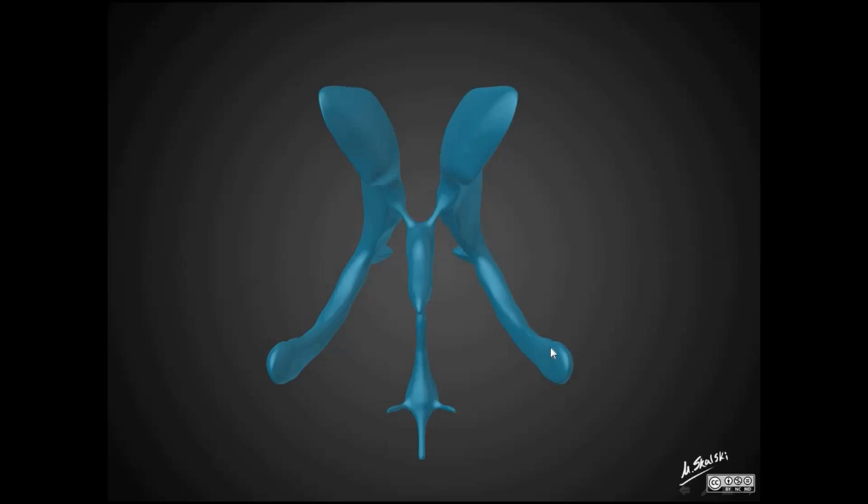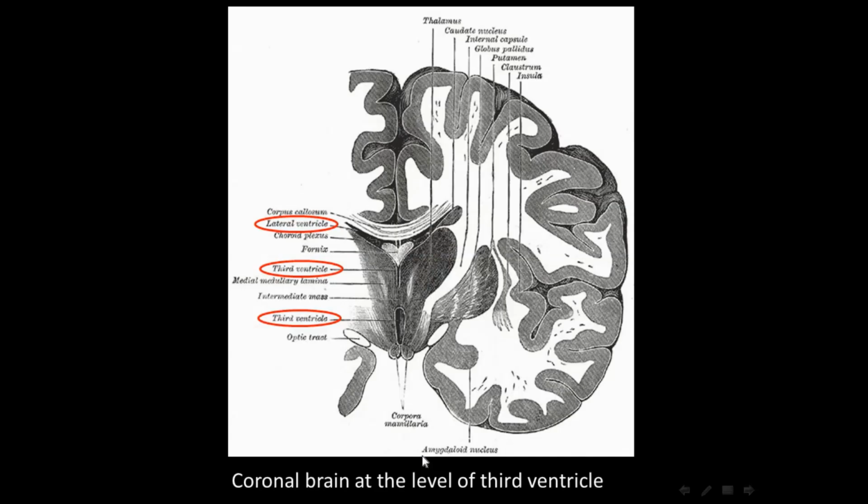These are the two lateral ventricles. This is the location of the foramen of Monro or interventricular foramen. This is the third ventricle. This is the cerebral aqueduct, the fourth ventricle, the two lateral apertures, and the median aperture. This is a coronal brain figure. These are the two anterior horns of the lateral ventricles. This is the third ventricle here.